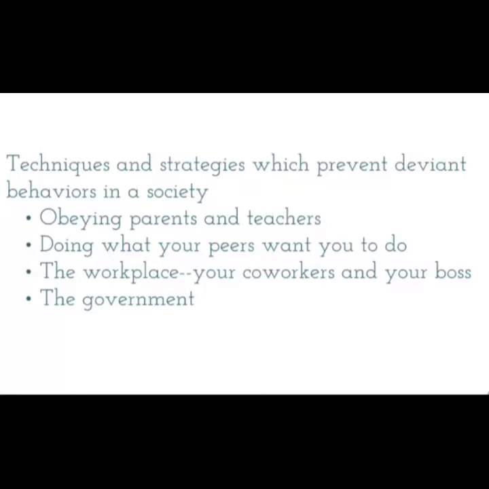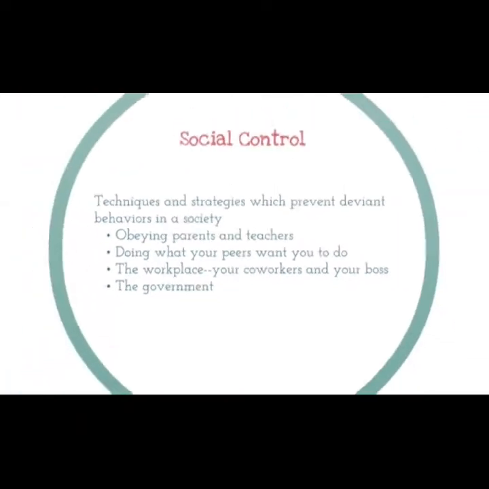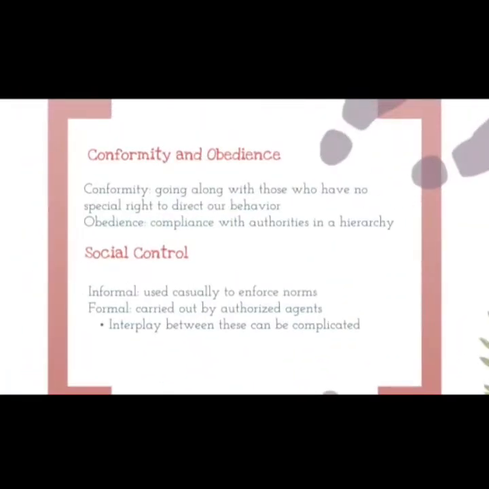We obey our parents, we obey our teachers, we listen to our peers, sometimes to our own demise. We do what our bosses tell us in the workplace. We conform to governmental rules and regulations. All of these things are techniques that society, the structure of society, uses to help prevent deviance from occurring. And crime, right? Deviance and crime are intimately linked to each other. And we also then should briefly define conformity, obedience, and social control.